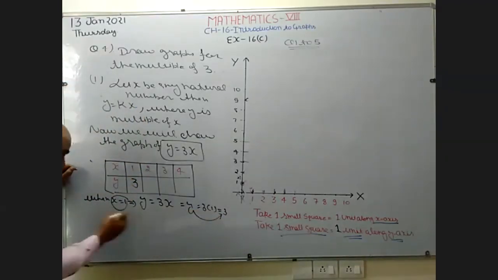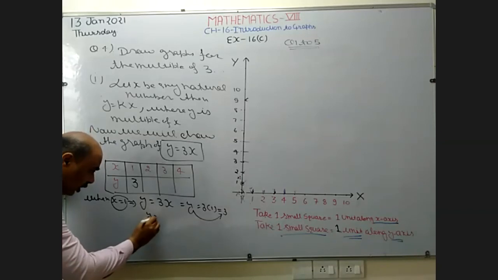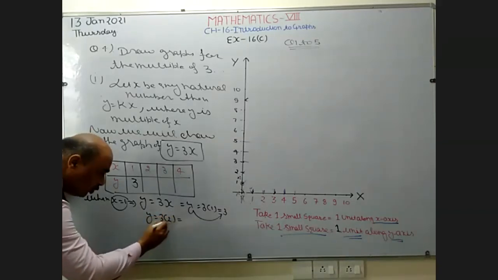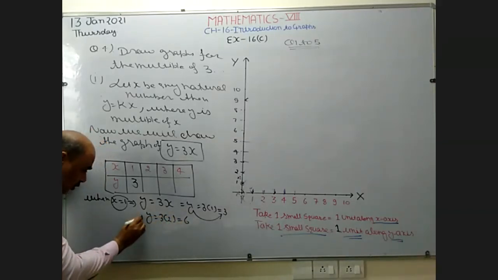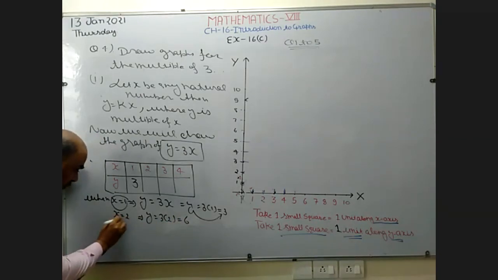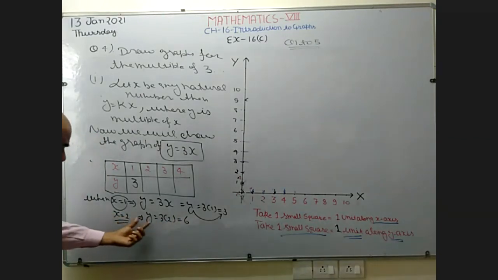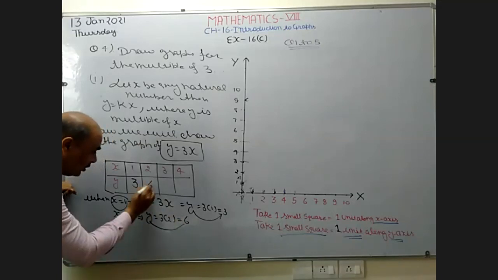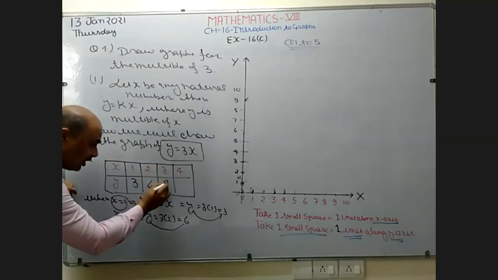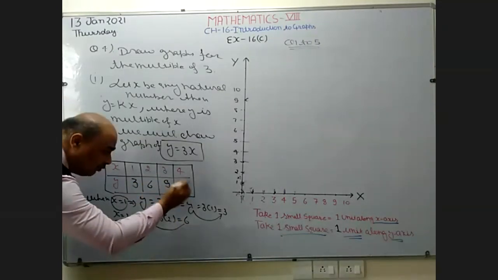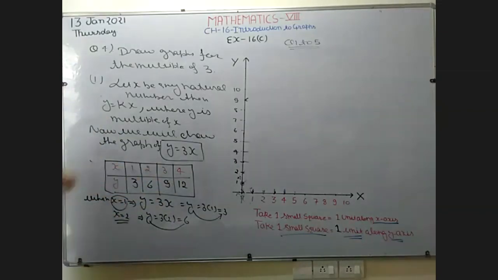Now take x equal to 2. So instead of x, you take 2. So this is going to be 2 threes are 6. This is going to be the answer when x equal to 2. When you take x value 2, the value of y becomes 6. Similarly, 3 threes are 9 and 3 fours are 12. So in this way, you complete this table. Now you have to plot this table on the graph.